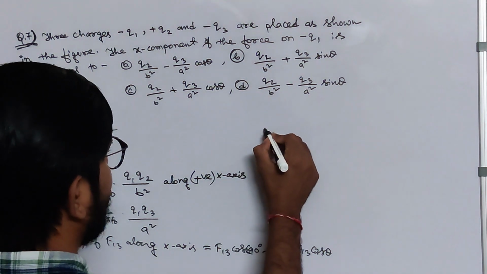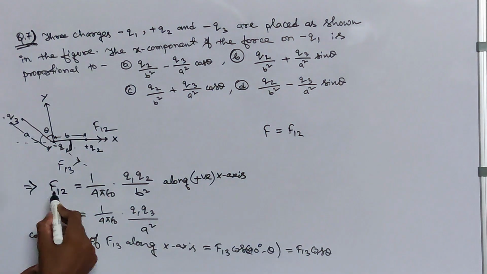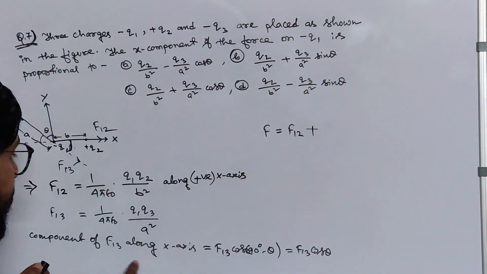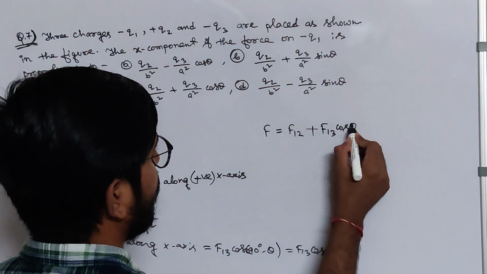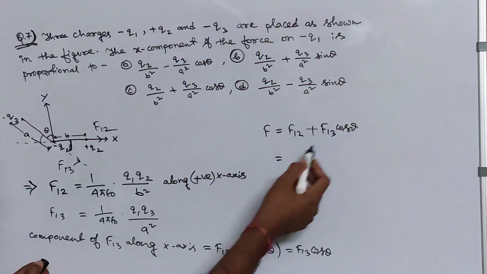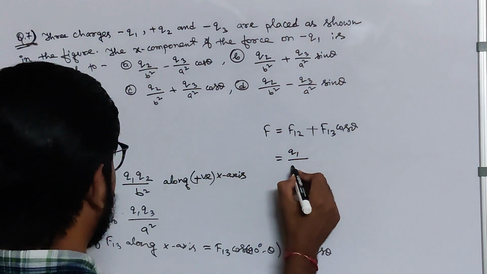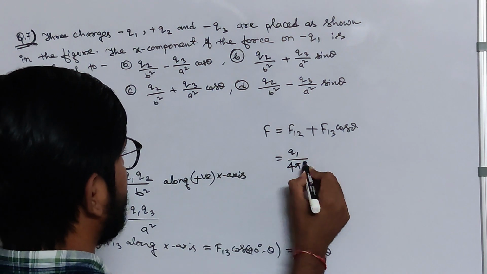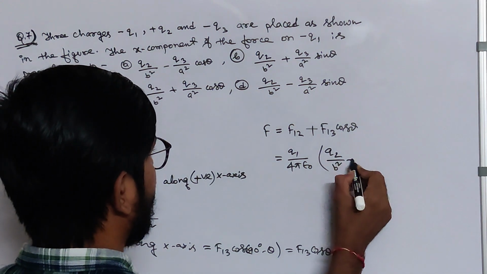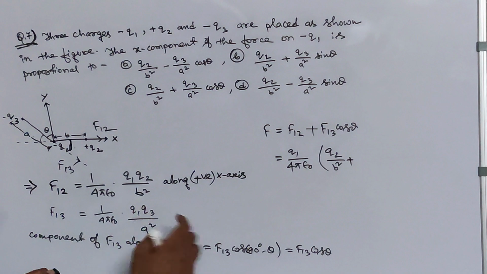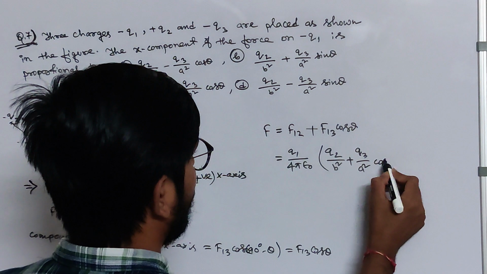The resultant force along x direction will be nothing but f12, because it is along x direction, and the component of f13 along x direction is nothing but f13 cos theta. From f12 and f13, I can take q1 by 4 pi epsilon naught common. Then in f12 it will be q2 by b square, and in f13 it will be q3 by a square, and it will be cos theta also.